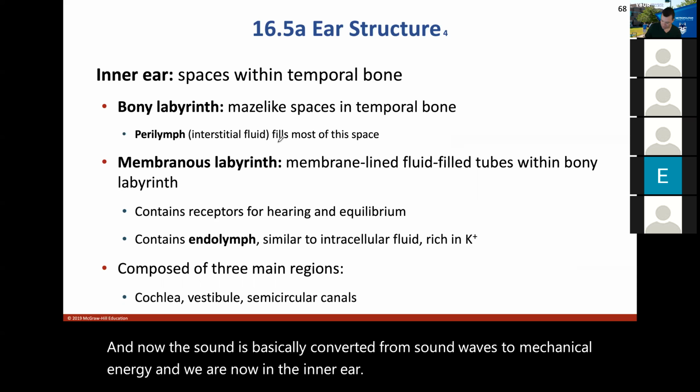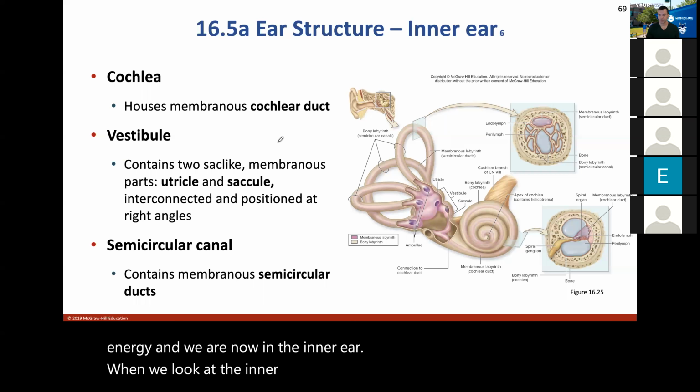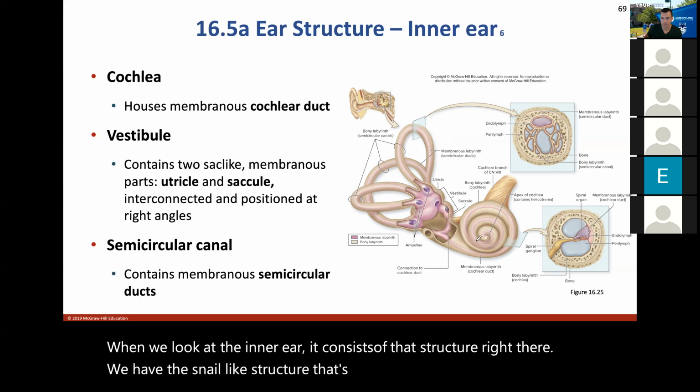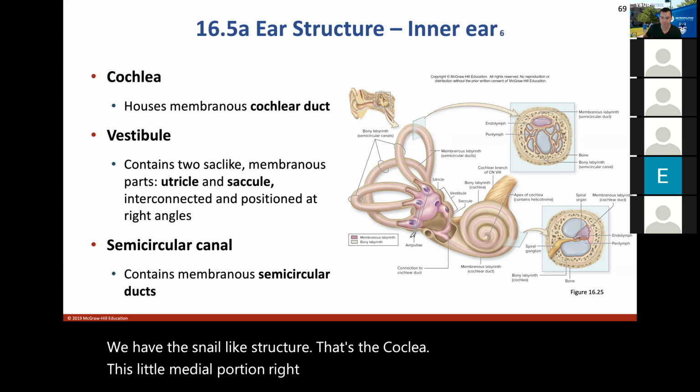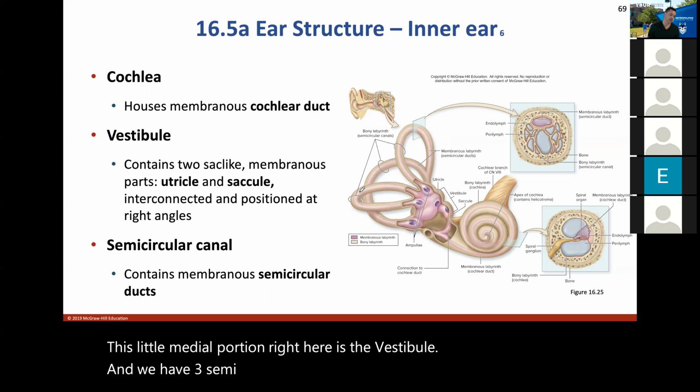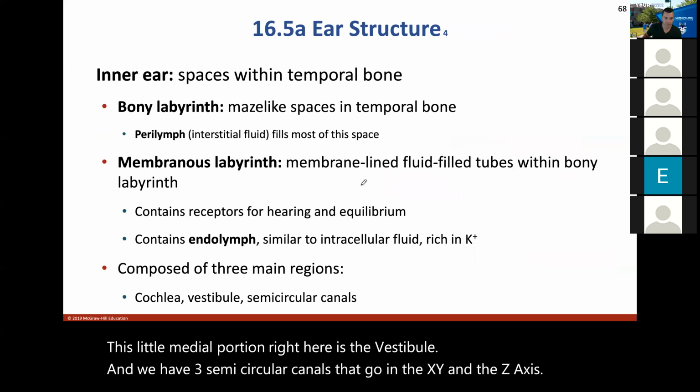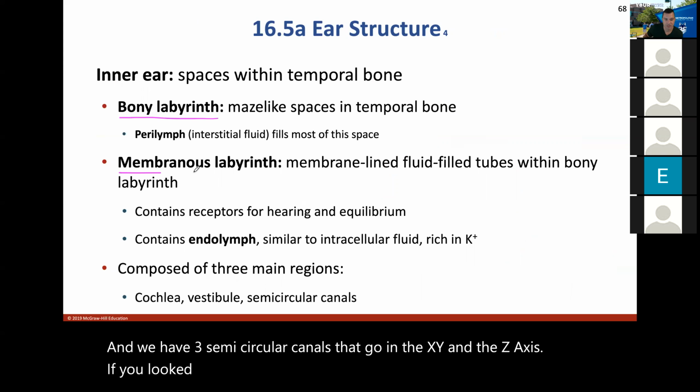When we look at the inner ear, it consists of that structure right there. We have the snail-like structure, that's the cochlea. This little medial portion right here is the vestibule. And we have three semicircular canals that go in the X, Y, and Z axis.